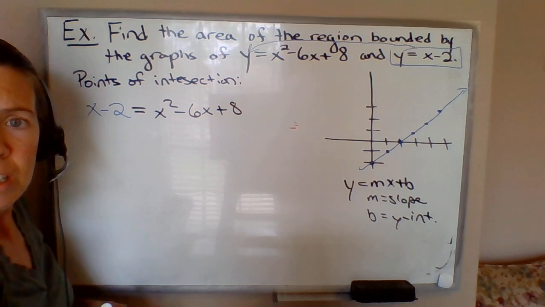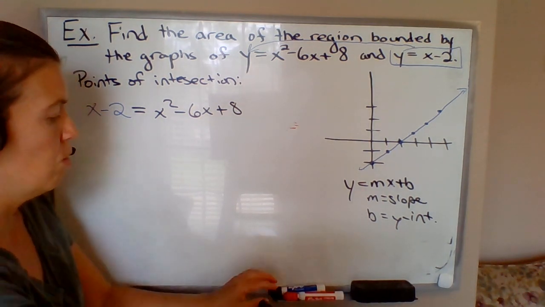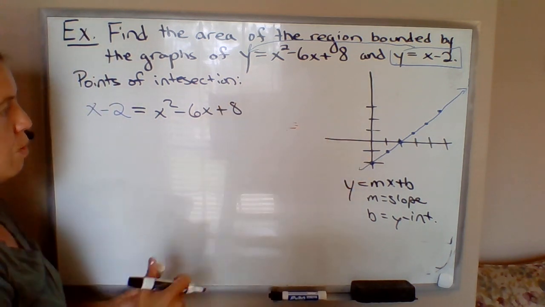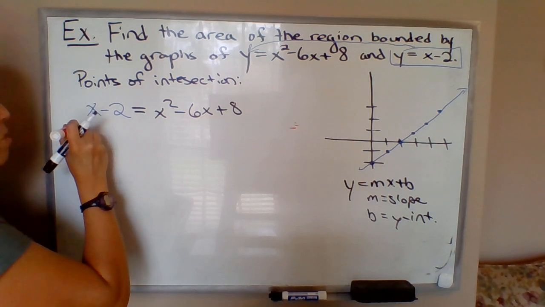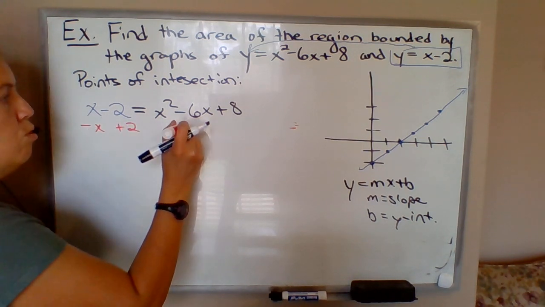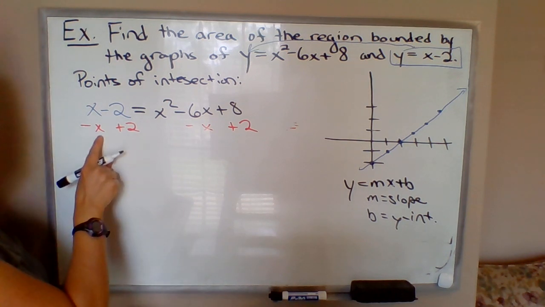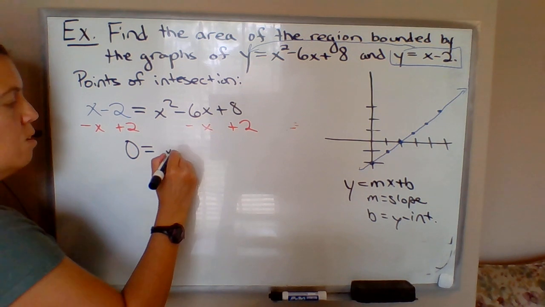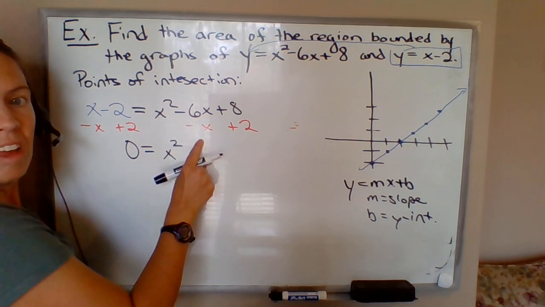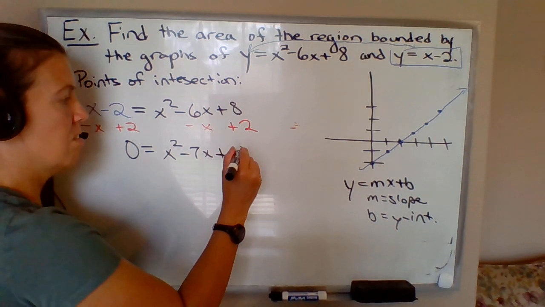Okay, now I want to solve that. So I would move everything to one side. This is a quadratic equation, so I want to get a 0 on one side. I'm going to do minus x and plus 2 to both sides. So that'll give me x minus x, negative 2 plus 2, this is all 0 on this side, equals x squared minus 7x plus 10 when you combine these.